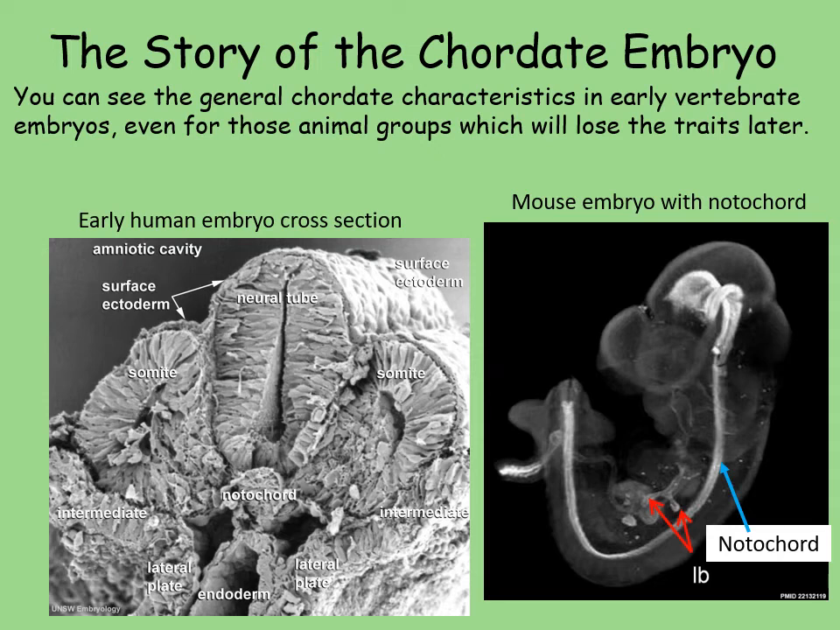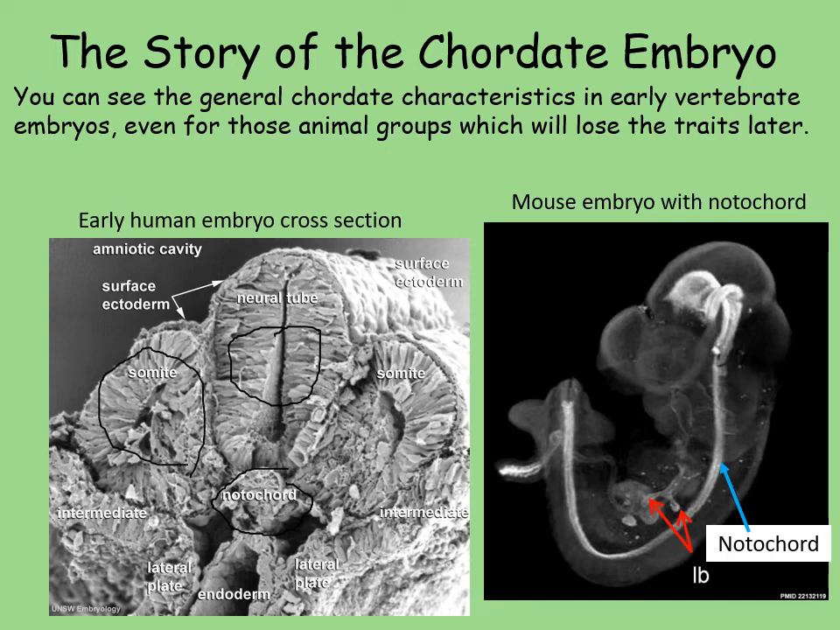So on the left here, we have a cross-section through an early human embryo. So you can see the neural tube, which will develop into the central nervous system. Underneath that would be the notochord. So notochord is present. We also have the somites.